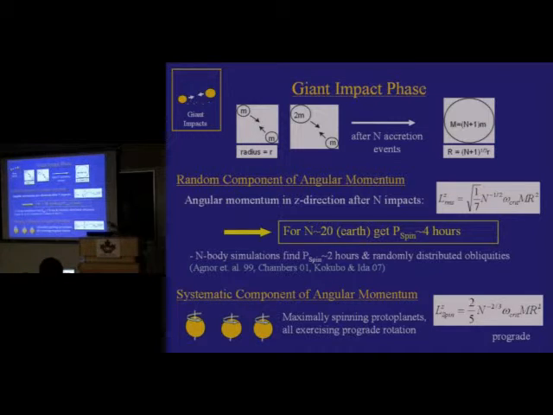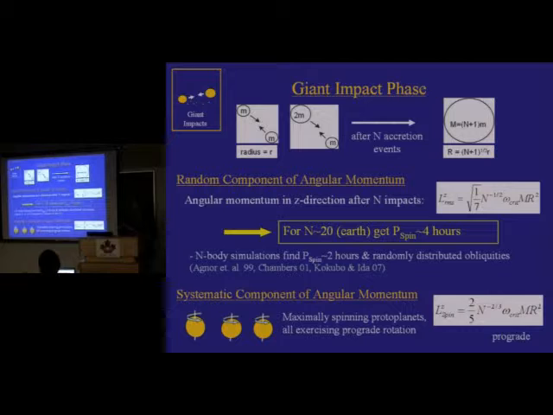So this is a toy model of what the angular momentum should be. If we just look at the angular momentum from giant impacts, first assuming there's no spin, we get that the RMS angular momentum in the z direction is given by this 1/7 times the square root of the number of impacts, to the minus 1/2. Omega crit is the critical spin-up velocity, or the critical breakup frequency. M is the final mass, and R is the radius squared. And so for 20 impacts, that's roughly the number we'd expect for our Earth, you get a spin period of 4 hours.